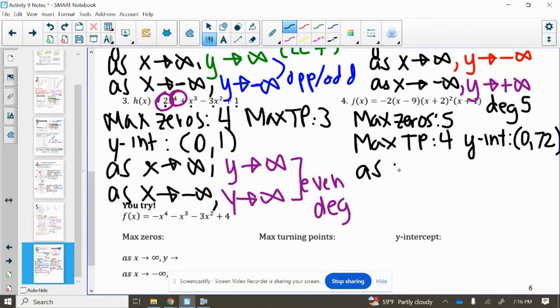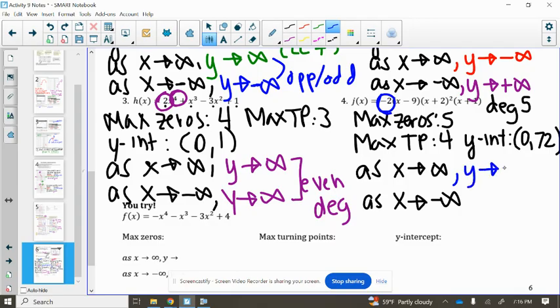All right, end behavior this time. We have to go off of two things: that leading coefficient and then the overall degree. So this time our leading coefficient is negative 2, which means our y values are going to go to negative infinity because that leading coefficient is negative. And then we also are going to notice on this one that since this is a degree 5 and is odd, our graph is going to go the opposite direction as x goes to negative infinity.